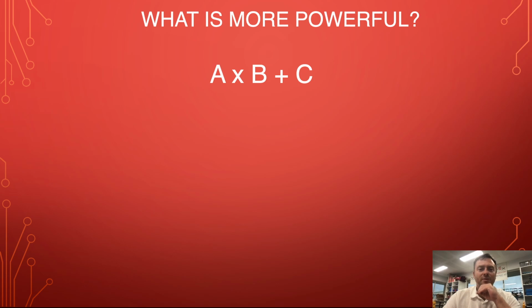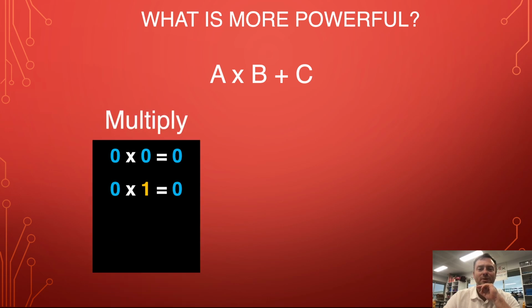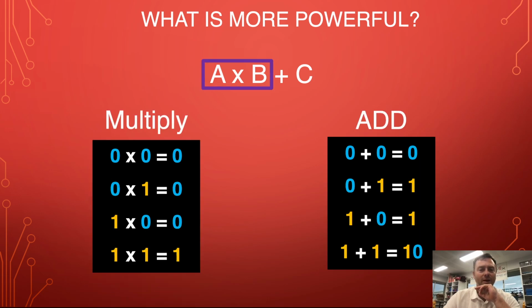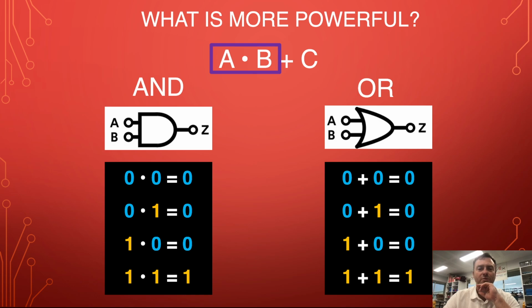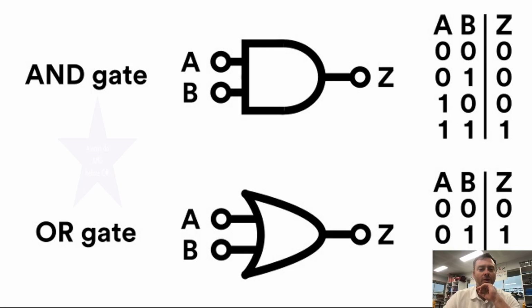So what's more powerful in that expression, the times or the add? Hopefully you remember that the multiply always takes precedence over the add, okay? And it's the same when we're dealing with Boolean algebra. So the AND takes precedence over the OR. Always do the multiply before the add. So when we do A and B or C, the AND gate takes precedence before the OR gate. That's really important to know.